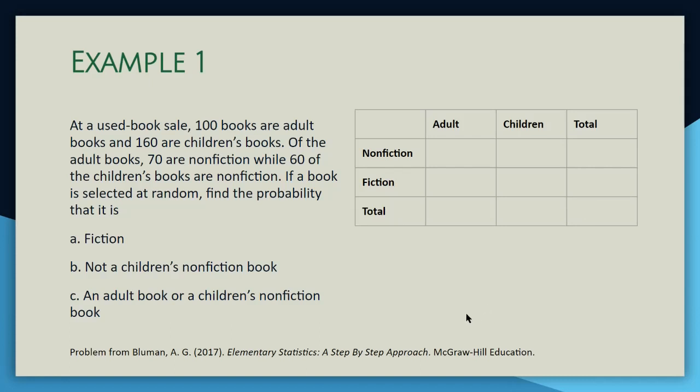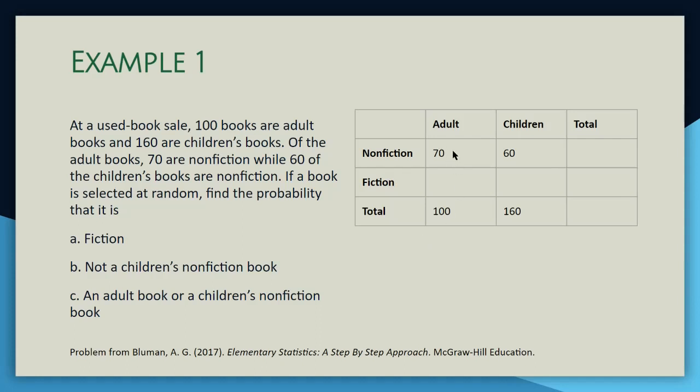Next, we need to start picking numbers off of that word problem and dropping them in the table. And my instinct is let's do them in the order they were given. So it says 100 books are adult books. So here is adult, here is the total. We know that's 100. And then it says 160 are children's books. So children total is 160. And then it says of the adult books, 70 are nonfiction. So adult nonfiction is 70. And children nonfiction is 60.